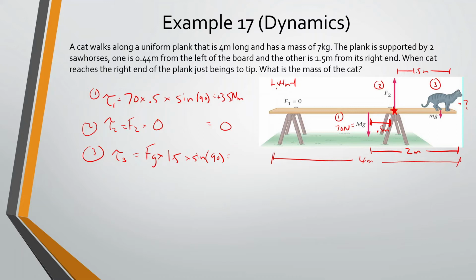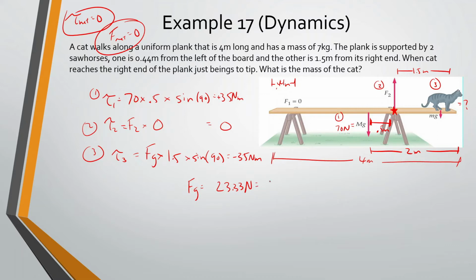Next, what we don't know is what this torque is. But remember, when we're doing problems with this, the net torque needs to equal 0, along with the net force. So, if torque 1 was positive 35 newton meters, and number 2 was 0, that means this has to be negative 35 newton meters. Now we could do some algebra: 35 divided by 1.5, and we get 23.33 newtons.